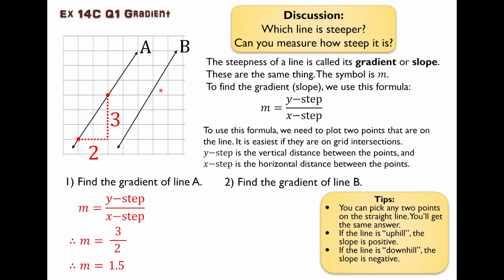Let's find the gradient of line B now. Again, I need to plot 2 points that are on the line, and it's easiest if they're on grid intersections. So maybe I'll pick this point and no, not really on a grid intersection.